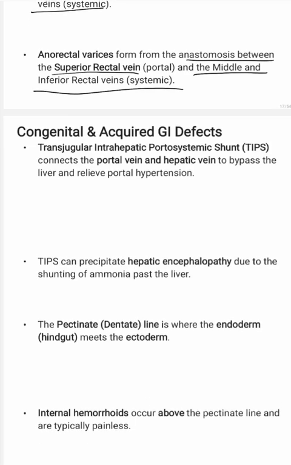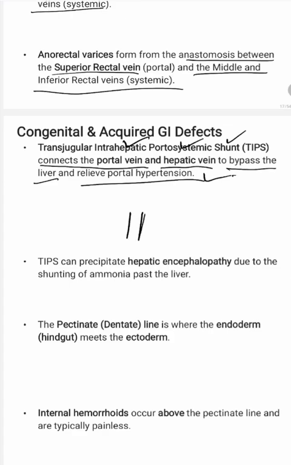Okay, so TIPS, transjugular intrahepatic portosystemic shunt, connects the portal vein and hepatic vein to bypass the liver and relieve portal hypertension. So now, this is the portal vein. It goes into the liver. If there is liver cirrhosis or something like that, then the blood is not draining, so hypertension develops. So there is a procedure which is known as TIPS. It connects the hepatic vein directly to the portal vein, and then it is draining by itself.